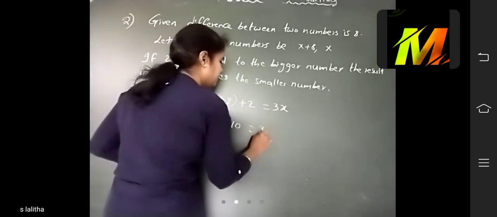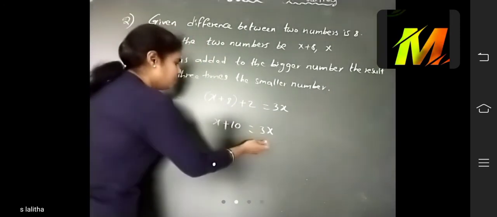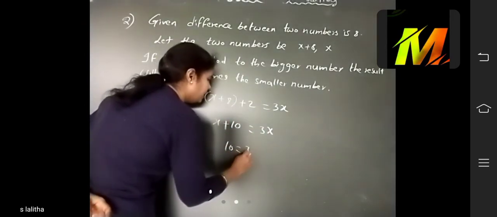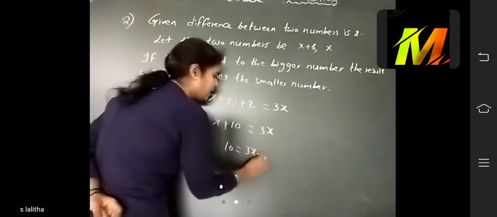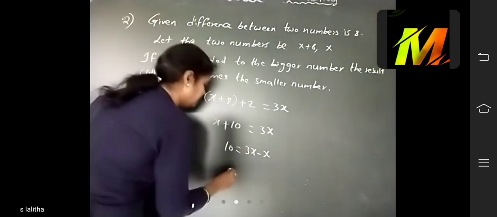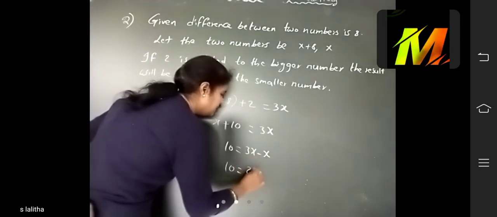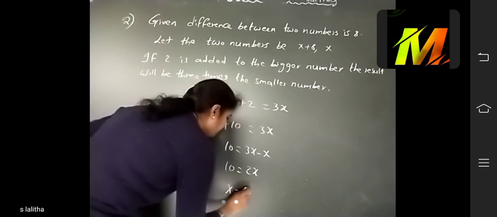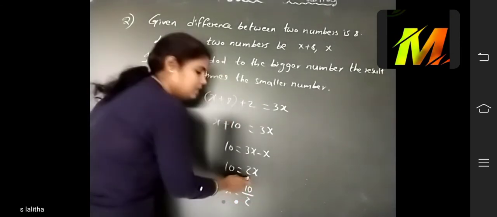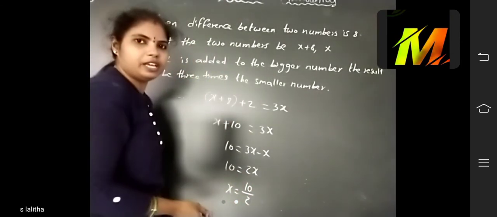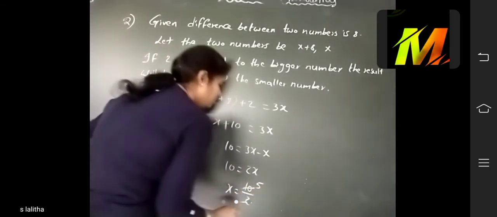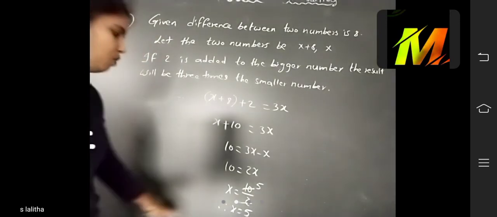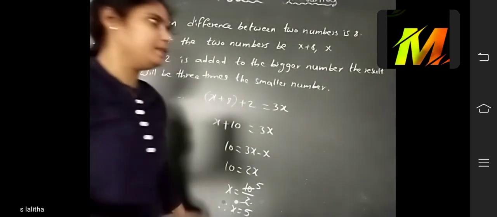10 equals 3x. Now transpose the x variable to the right hand side. 10 equal to 3x, here plus x transposed to the right hand side, what will become? Minus x. 10 equal to 3x minus x, 2x. So x is equal to 10 by 2. Here 2 is multiplied. If you transpose to here, what will become? Divide. 5. So x equals 5. What is x here? The smaller number.